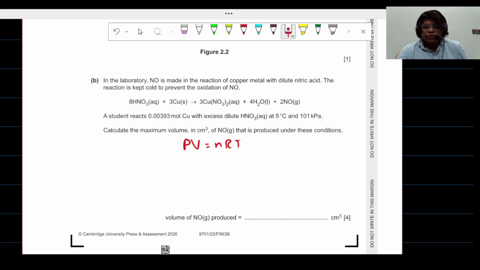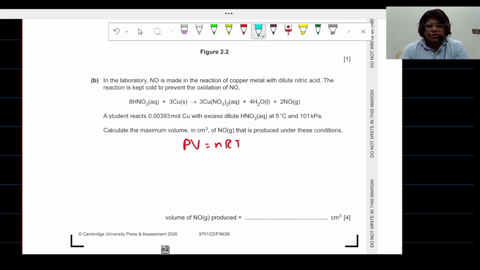For this we need to find the volume. To find the volume we must know the pressure, the R, which is a constant, 8.314, the temperature and the moles. So we already know the pressure and the temperature. The only thing that we need to find out is the number of moles of this gas produced, right? So we already know the moles of copper, which is 0.00393 moles, right?